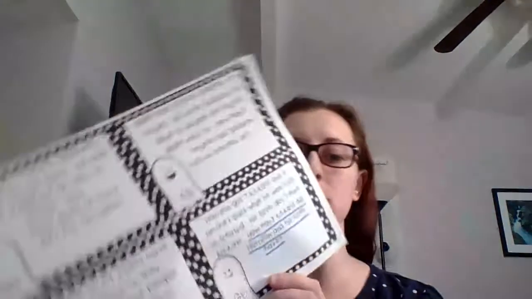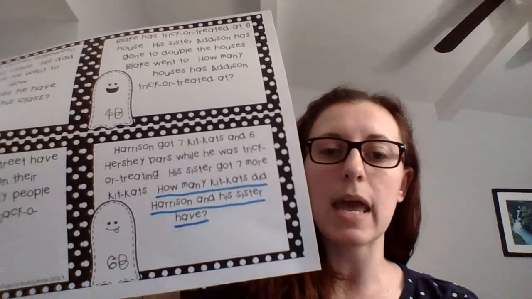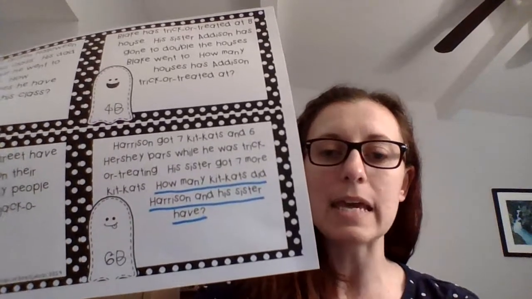I'm going to use 2 different colors, because I'm going to be crossing out the extra information, and I'm going to be underlining or circling the question, which tells me the information that I need. The question says, how many Kit Kats did Harrison and his sister have? I underlined it with a blue marker. If it's saying how many Kit Kats did Harrison and his sister have, I know that I'm going to add, so I'm going to write a little plus sign.